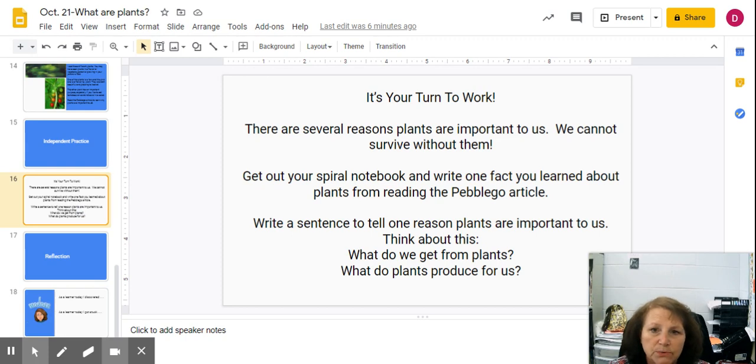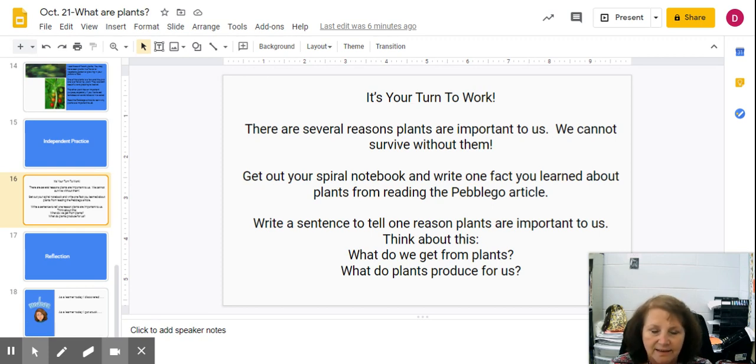It's your turn to do the work. There are several reasons plants are important to us. We cannot survive without them. Get out your spiral notebook and write one fact you learned about plants from reading the PebbleGo article. Write a sentence to tell one reason plants are so important to us. Think about this: what do we get from plants? What do plants produce for us that we cannot live without?